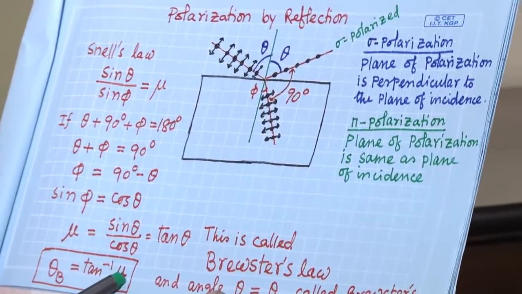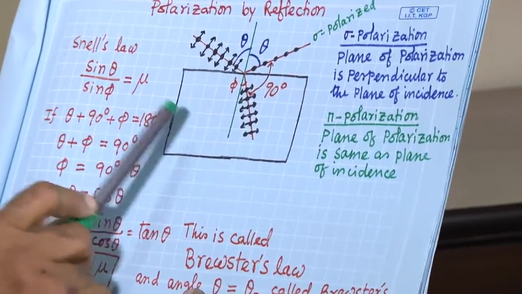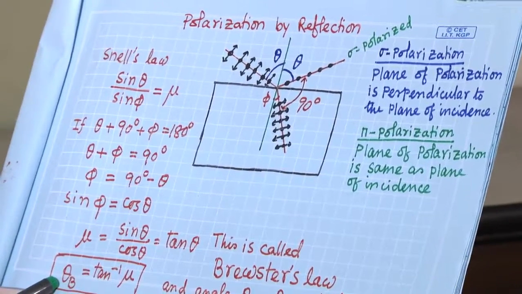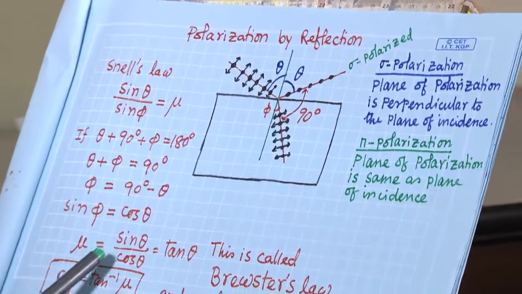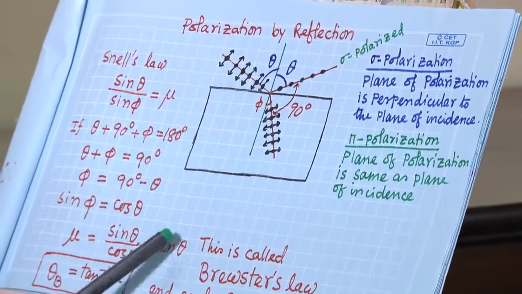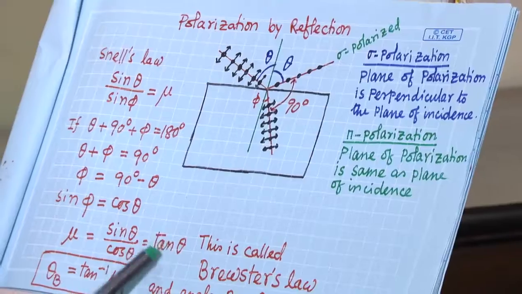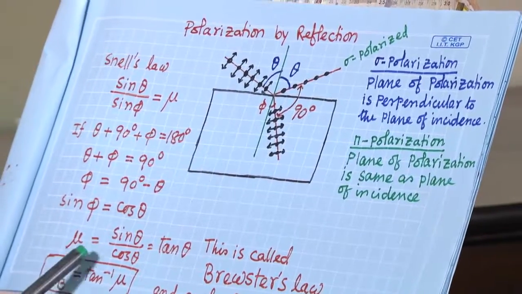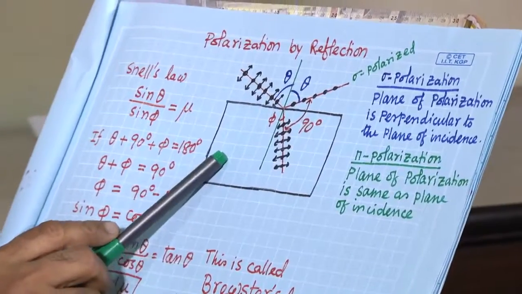So, if you know the refractive index of this glass, you can find out the Brewster's angle, or if you can measure the Brewster's angle, okay, you can find out the refractive index of this glass, okay.